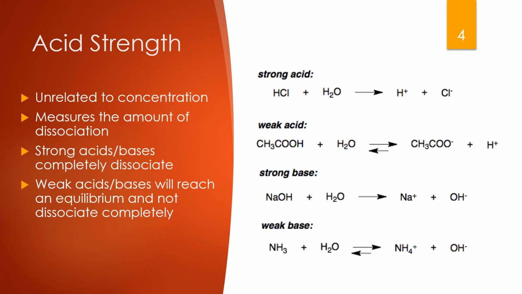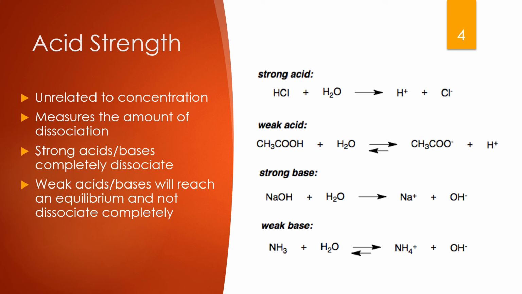Let's now look at acid strength. So the strength of an acid is unrelated to the concentration. It measures the amount of dissociation. So basically, if an acid dissolved in water completely dissociates into its ions, it's going to be a strong acid. Same with a base. Weak acids and bases, they only partially dissociate.